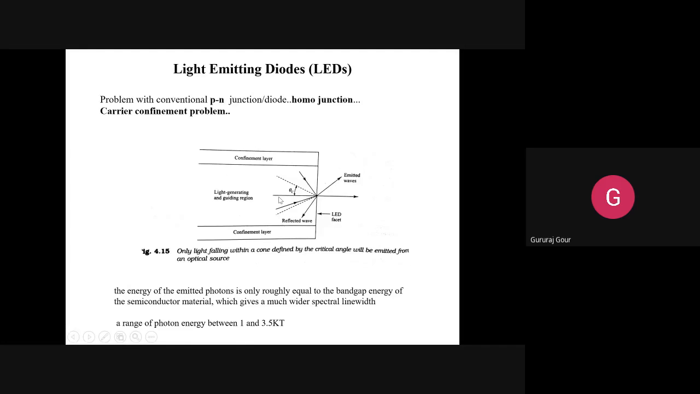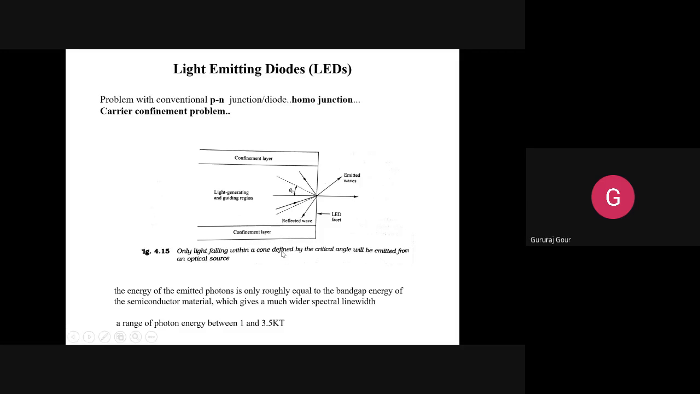Okay, so the core is there here and surrounded by the cladding. Cladding is acting like a confinement material. This is the LED facet, the mouth or the face. So what is it telling? The heading of the figure: you can see only the light falling within a cone.